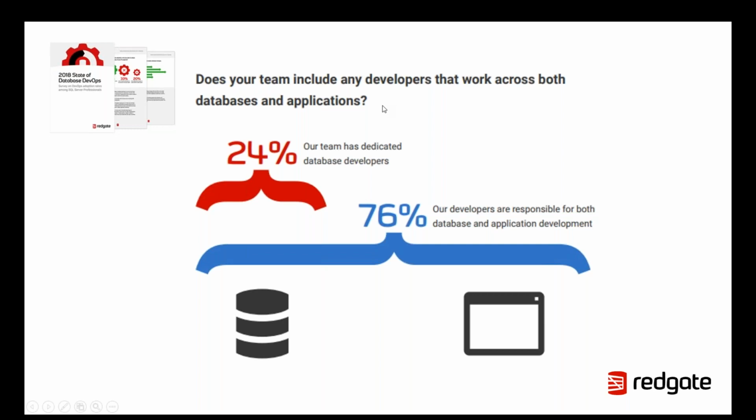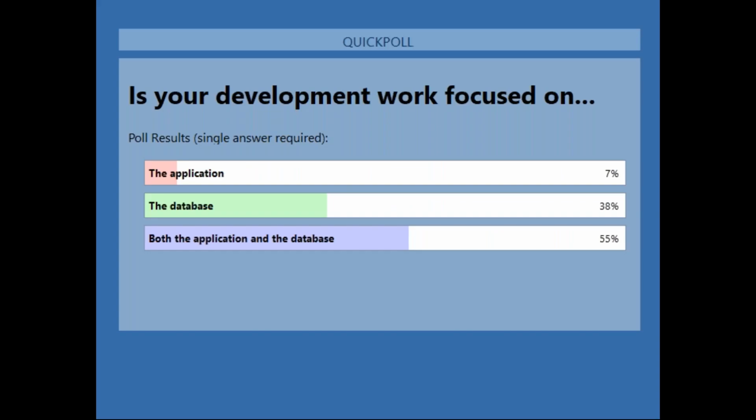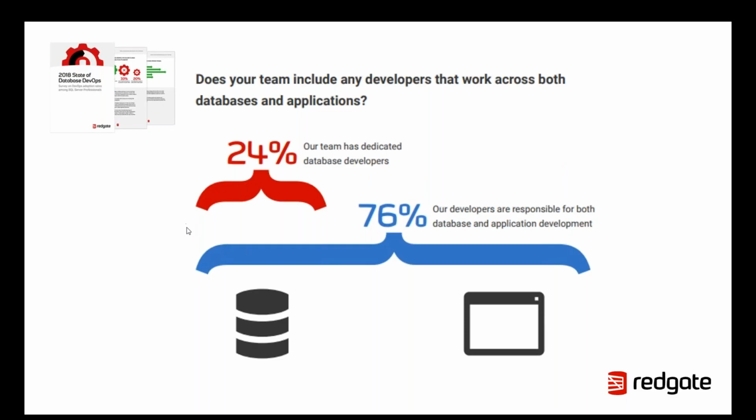All right, let's see what the final result is. It dropped down a bit. As you can see, about 7% are only application developers. Hopefully after this you'll see how easy it is to apply the same principles that you might already be applying to your application code to the databases. 38% only work with databases, and 55% work with both application code and databases. Perfect. All right, let's move on.